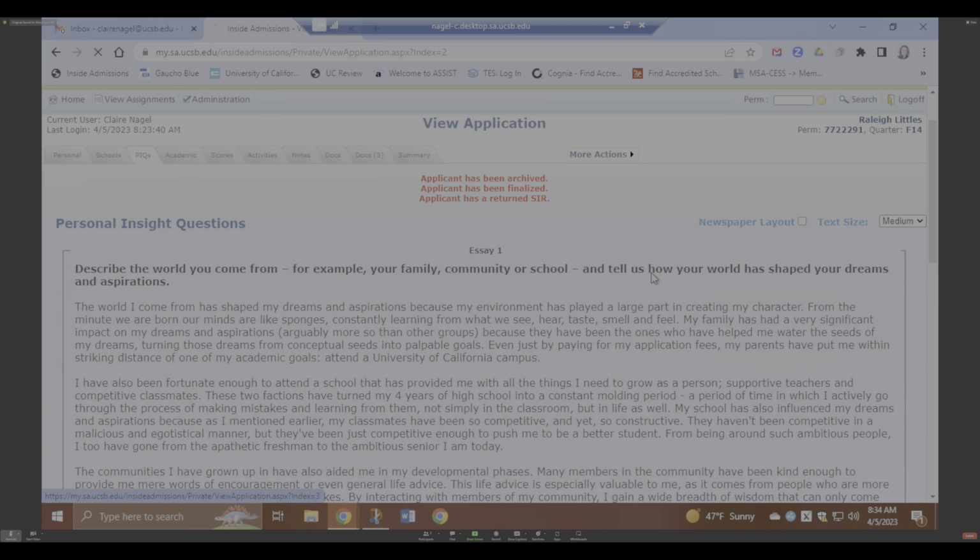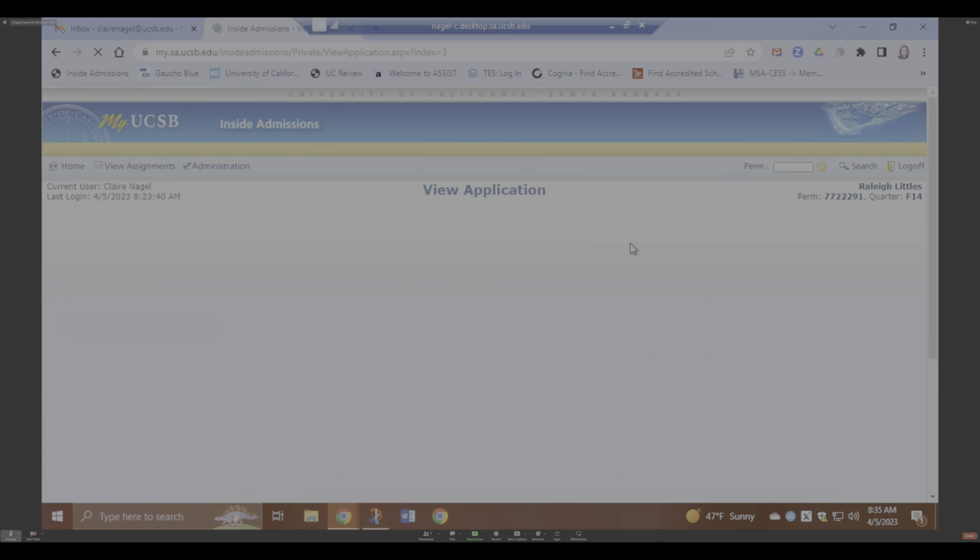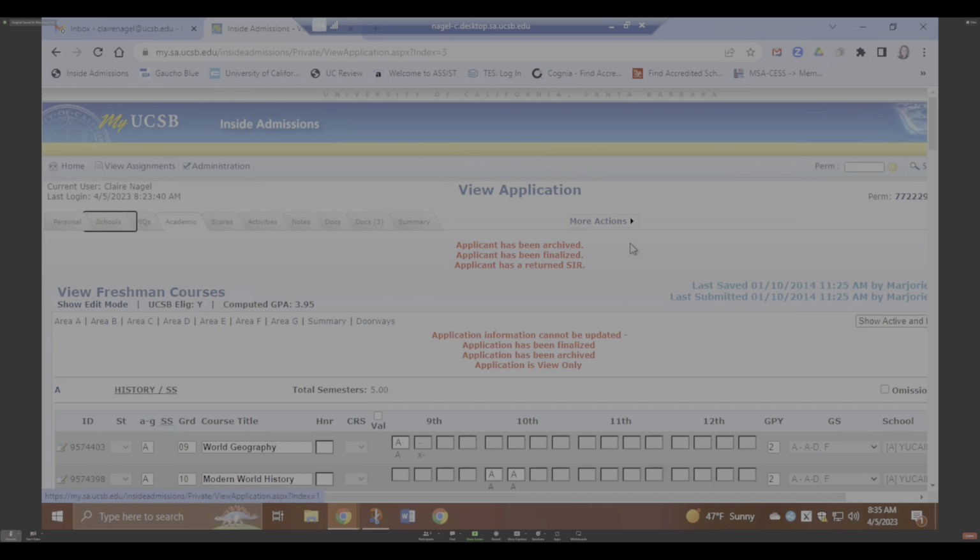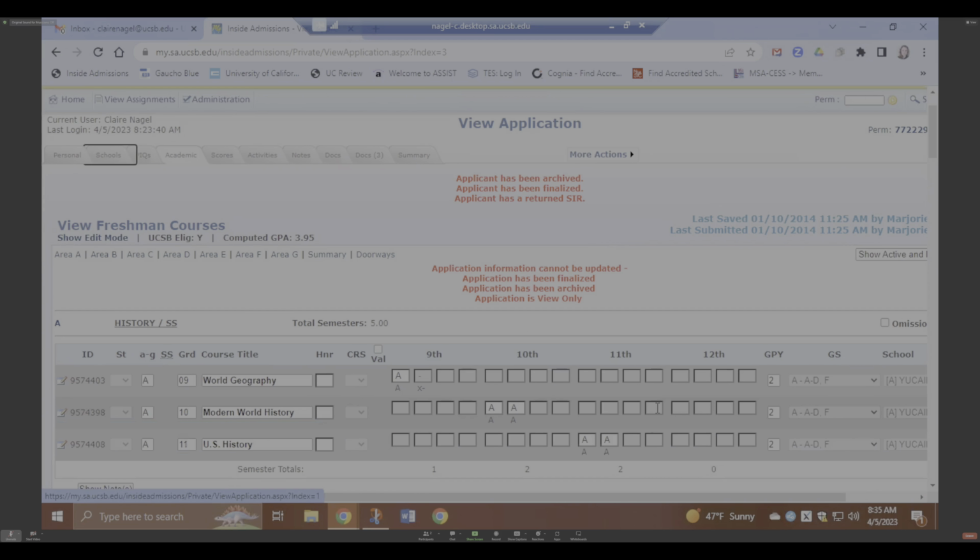Your academics, this might take a couple minutes. Oh, good, it was fast today. Sometimes it takes a while to load because there's so much data. So when you submitted your application, it would ask you, 9th grade, what school did you attend, what courses did you take, and what grades did you get? And it would go 9th, 10th, 11th, 12th.